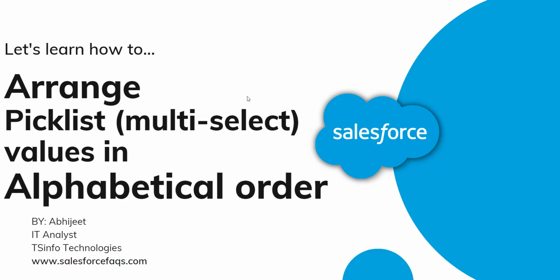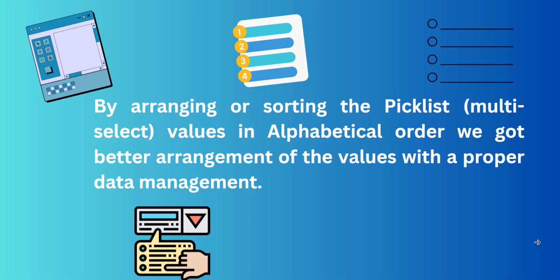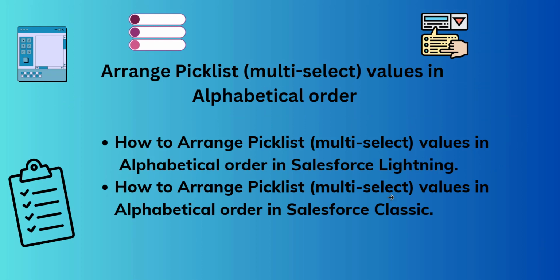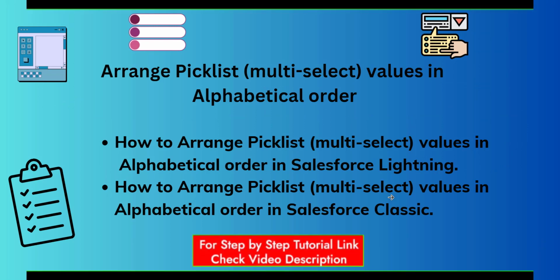I am Abhijit and today in this video I will tell you how to arrange pick list multi-select values in alphabetical order. In Salesforce, by sorting the pick list multi-select values in alphabetical order, we get a better arrangement of the values with proper data management, and it is easy to access the record. We will see the process in both versions of Salesforce, that is Salesforce Lightning and Salesforce Classic as well. So let's move ahead and see the process.